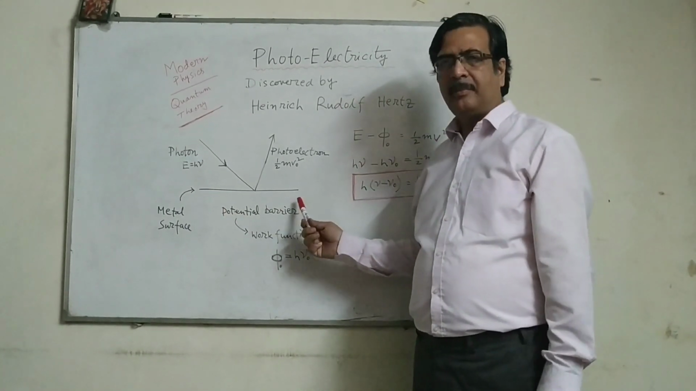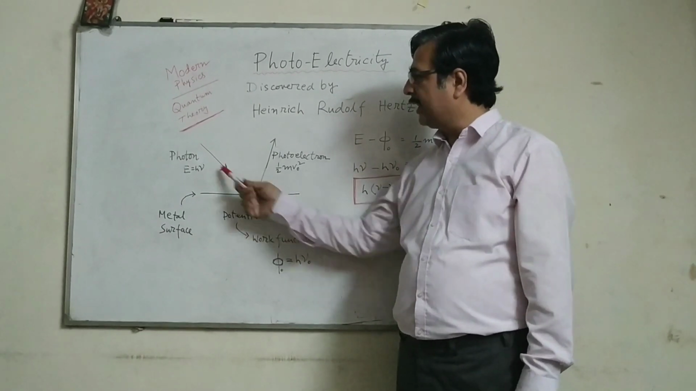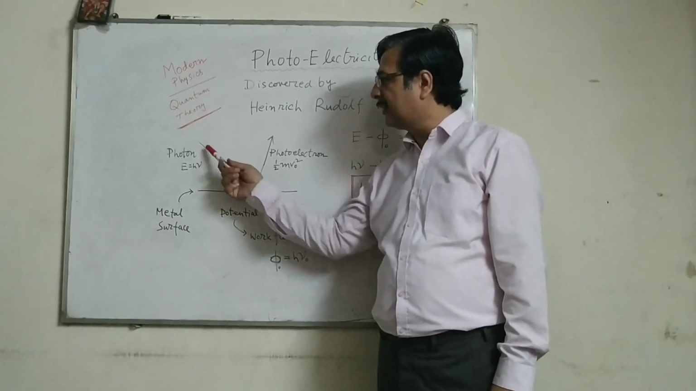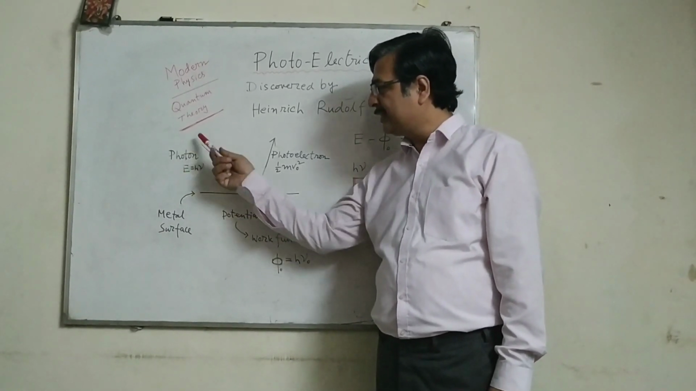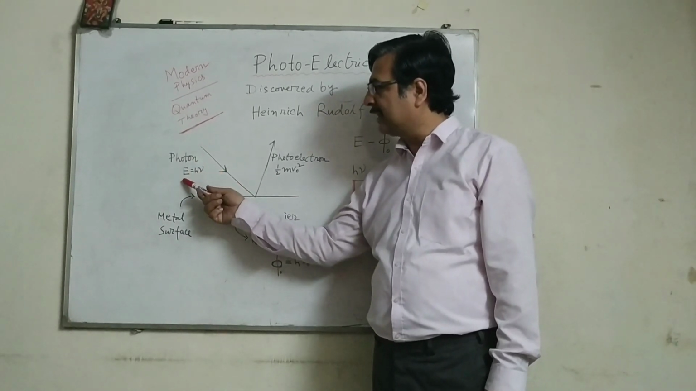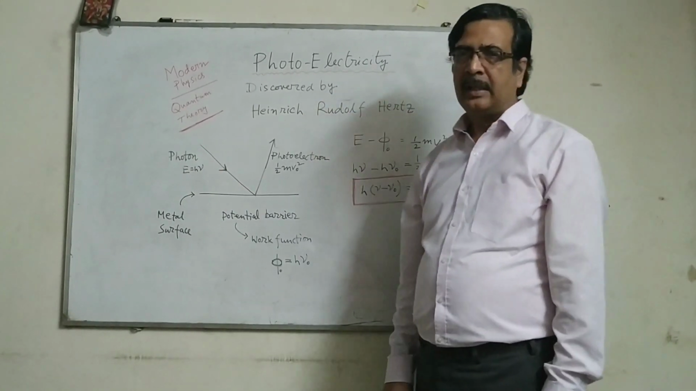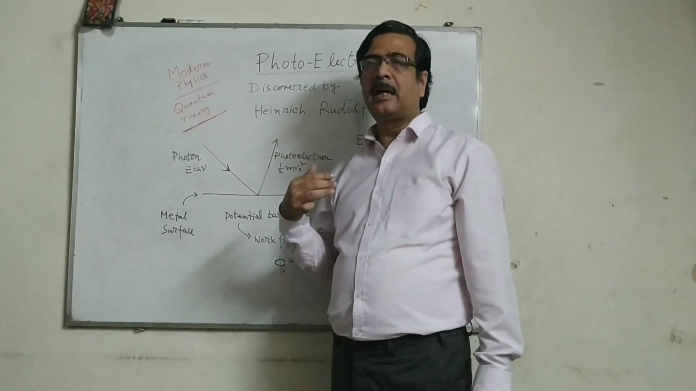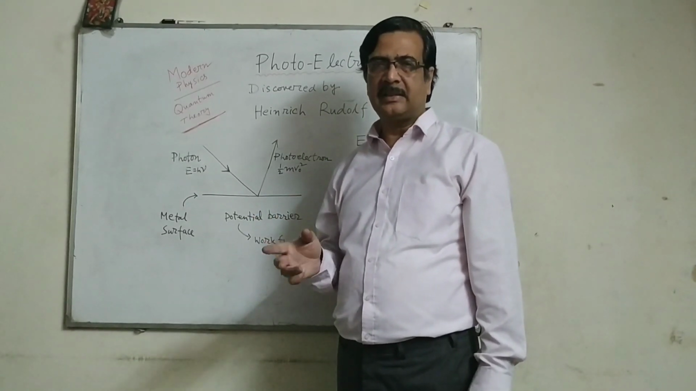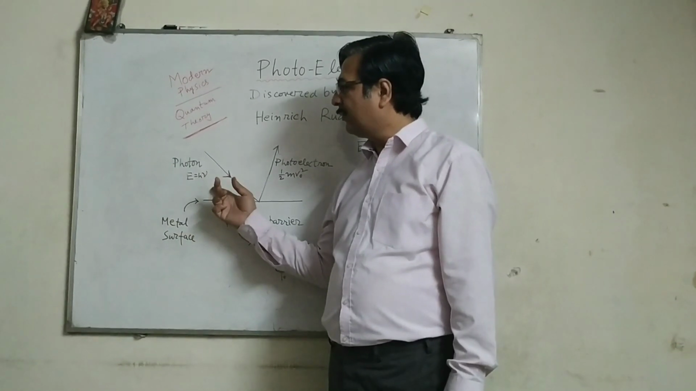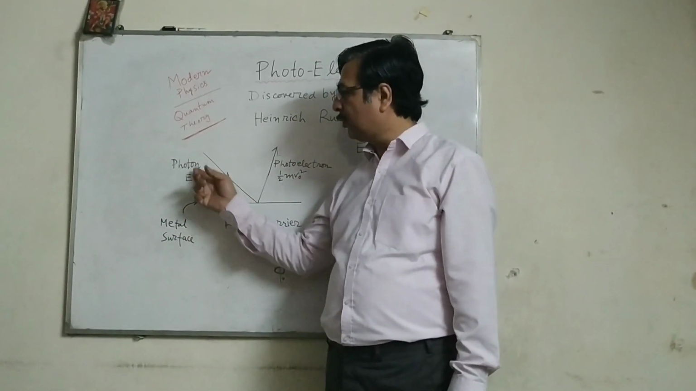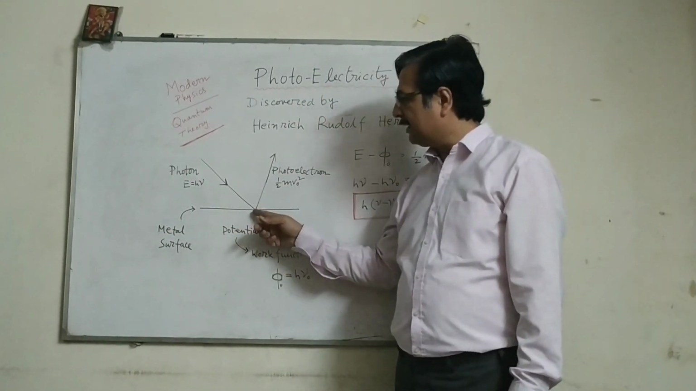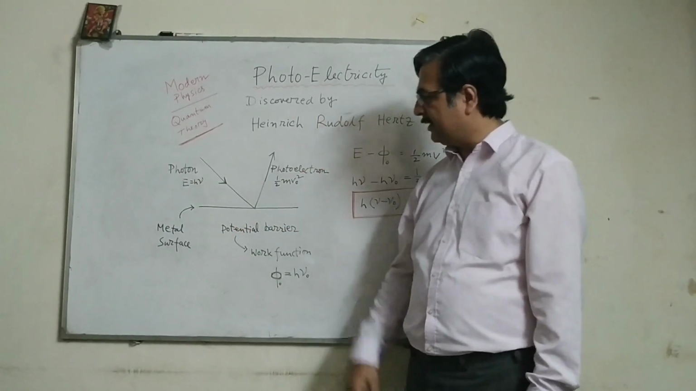We take this as a metal surface. Now when photons, that is light, fall on it, we know that light contains photon particles, that is energy particles, and each photon contains energy E equal to h nu. Actually here Einstein applied Planck's theory. Planck applied this theory in the case of black body radiation. Einstein modified it for light, and he said that a photon contains the energy E equal to h nu. So light falls here with h nu amount of energy.